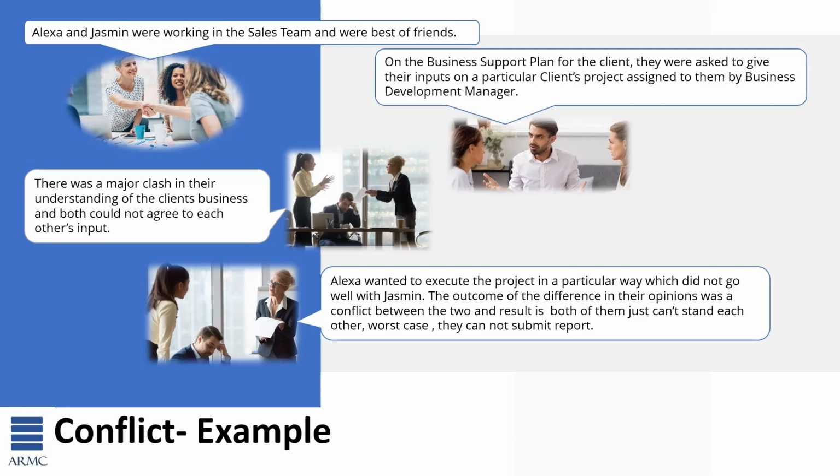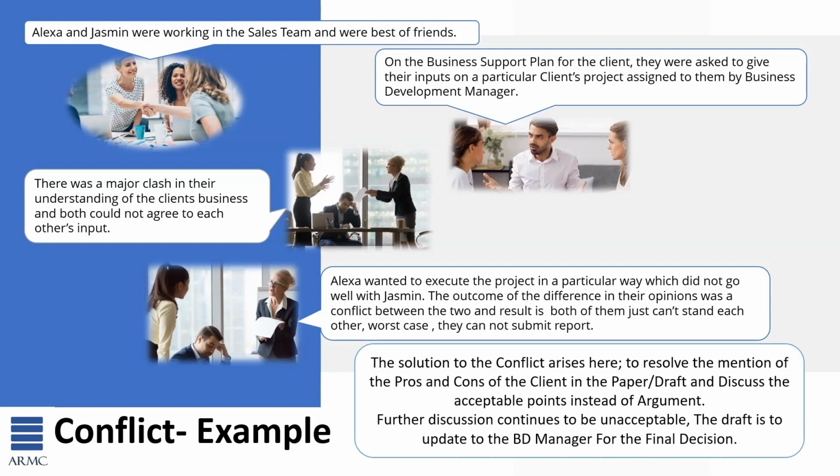Here, there is a conflict between Jasmine and Alexa about which idea should go into the business plan. As a result, they are not talking to each other in the office, and at the same time, they are not submitting the report. Maybe the best solution is to provide the input on paper together, Alexa and Jasmine, and see the pros and cons. Even if it is not acceptable, they submit it to the management to review, and the final decision will be made by the business development manager. Maybe this is the better approach, and this is one example of how conflict arises and how it continues.